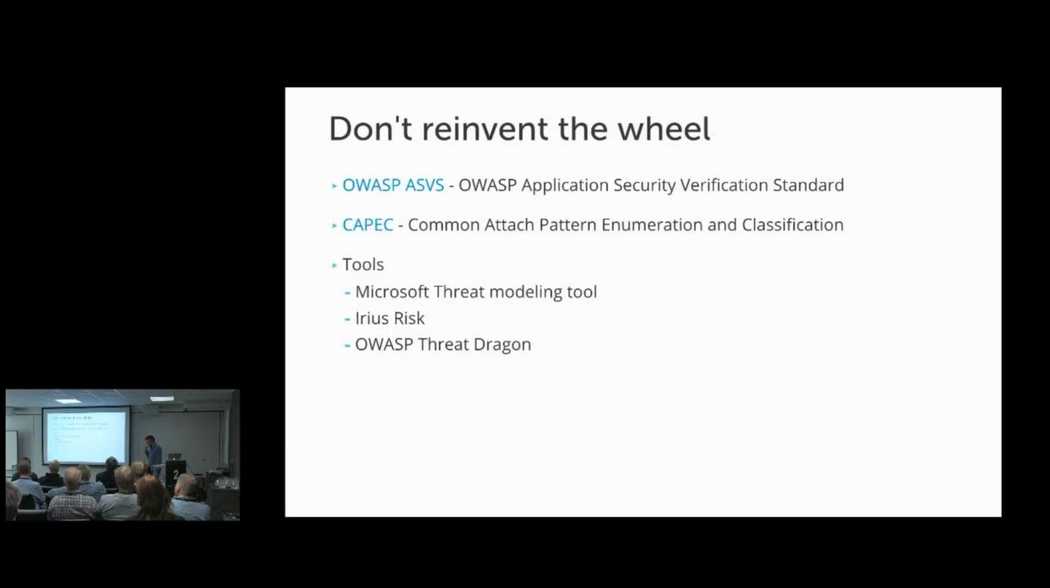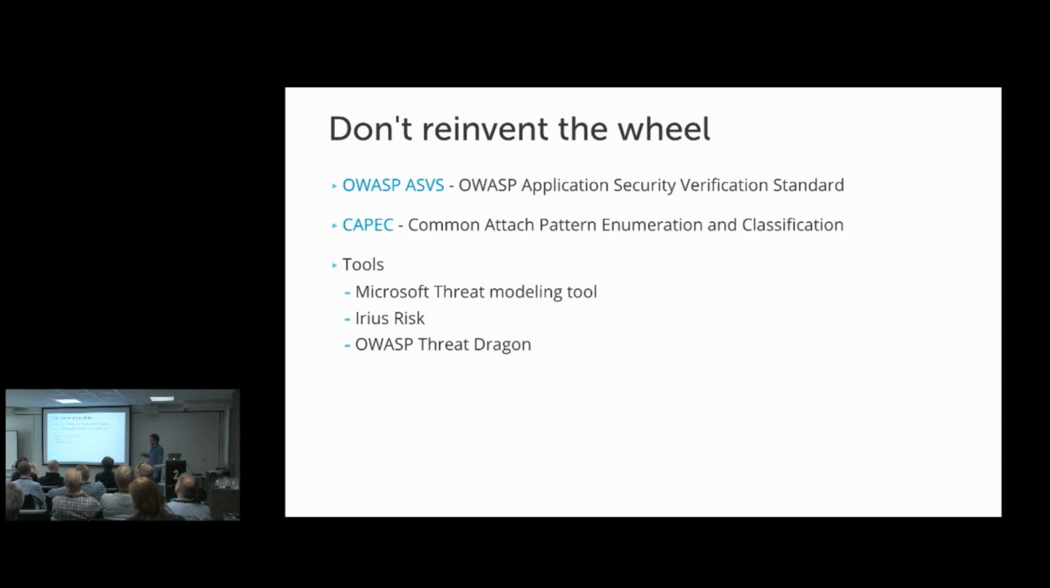Please don't try to reinvent everything, try to figure out everything. There are a lot of good resources online if you haven't done this before. OWASP ASVS is a set of controls. It's a huge set of controls, actually, but it's a really good read, and I highly recommend you read through it at least once. You have KPEC. You also have tools that can help you.